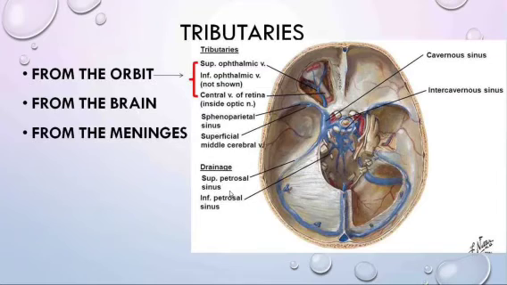Now come to the tributaries. Actually, the cavernous sinus extends from the superior orbital fissure to the apex of the petrous part of the temporal bone. So it will receive tributaries even from the orbit, and from the brain and from the meninges.